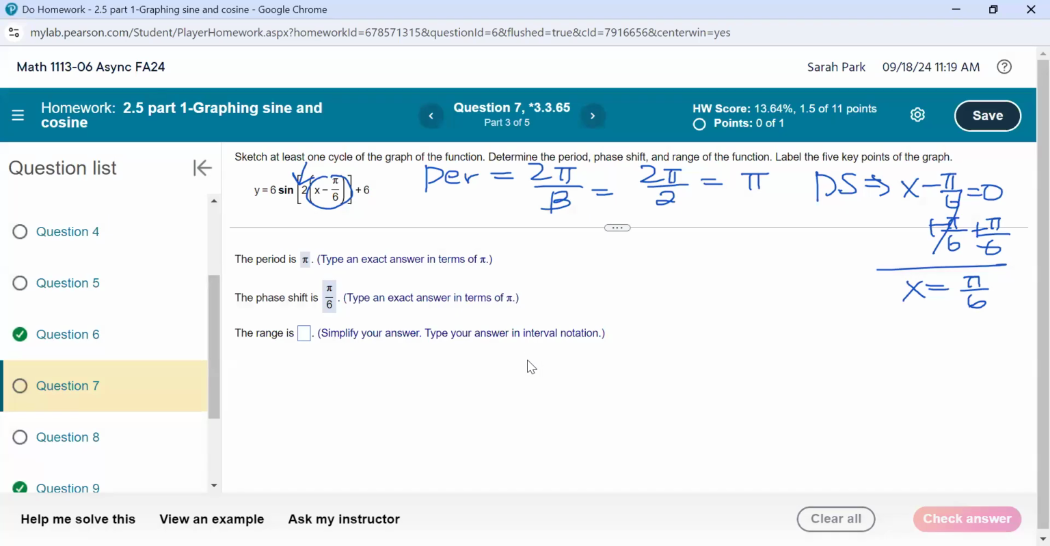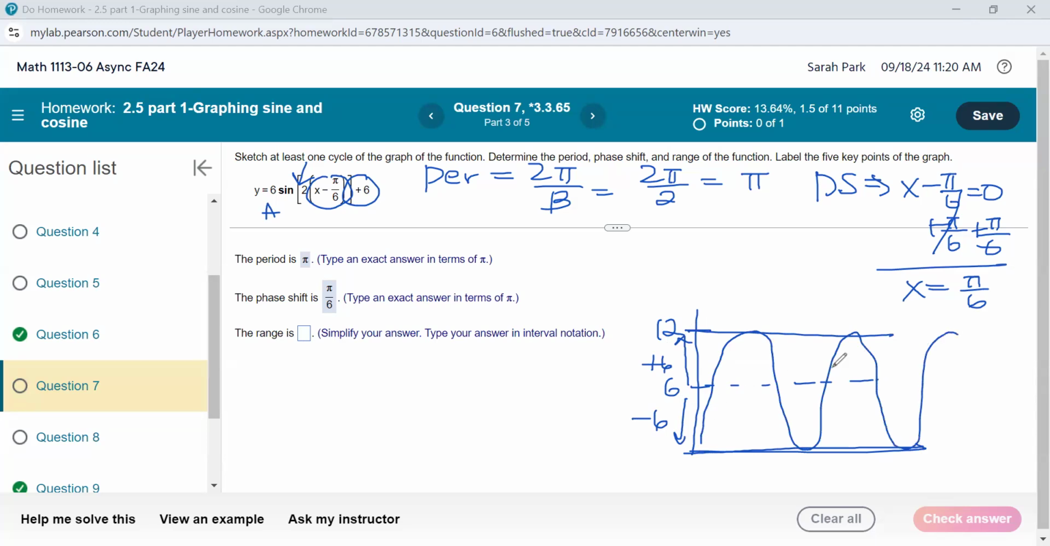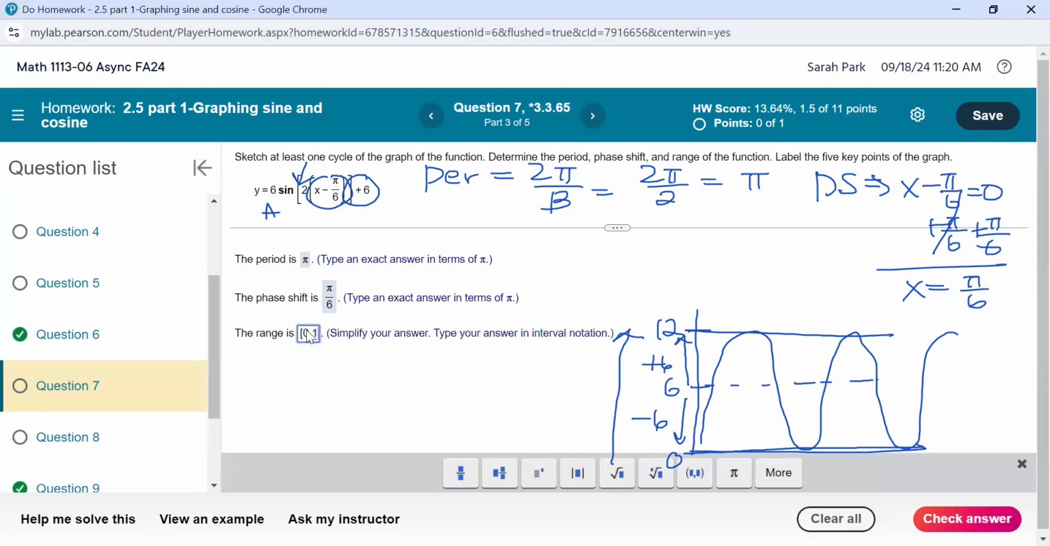Now the range, so we have to think about it here. The range is, if you think about it, the midline is 6. And the amplitude is 6. So I know I need to go up 6. The highest it can go is 12. I need to go down 6. The lowest it can go is 0. So the range, right, your function is going to be oscillating between these values. And so the range goes from 0 all the way to 12. And so you write that as bracket 0, comma 12.